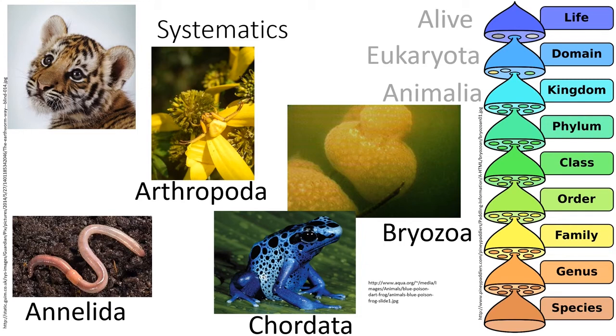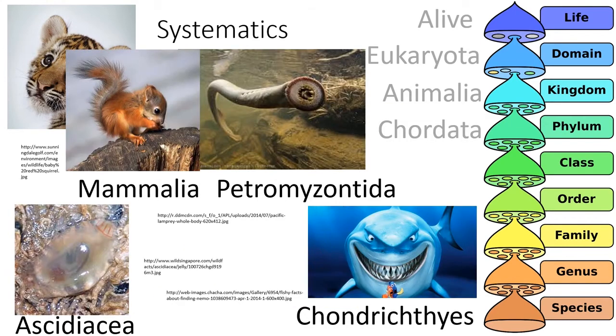And then there are the chordates, and the chordates are the animals with a long, hollow neural tube going down their backs. Many of them have spines, though not all. So our little tiger cub there is a chordate. Very good.